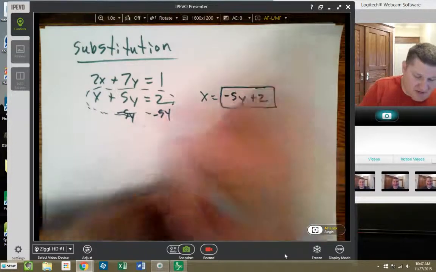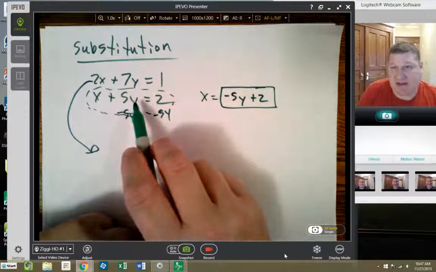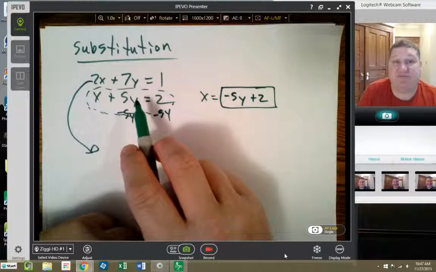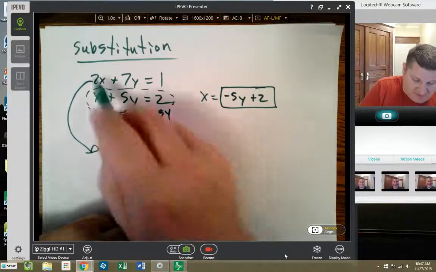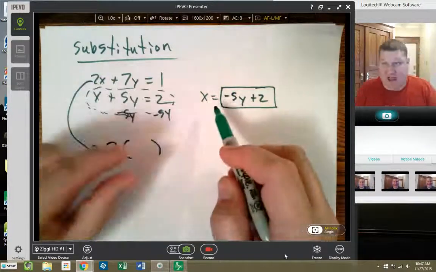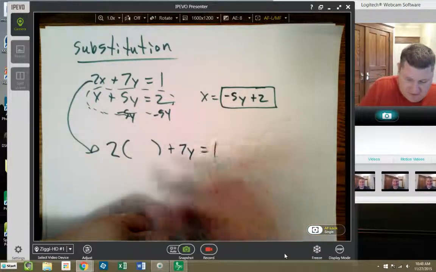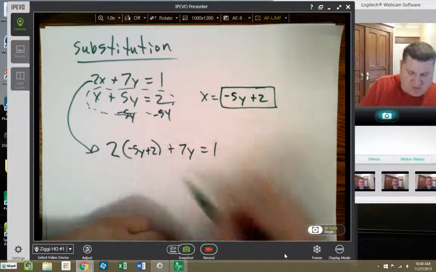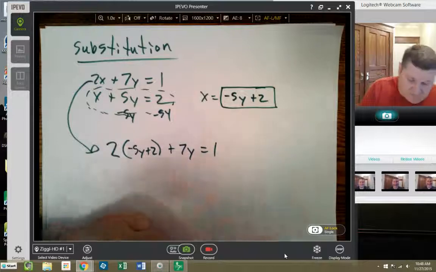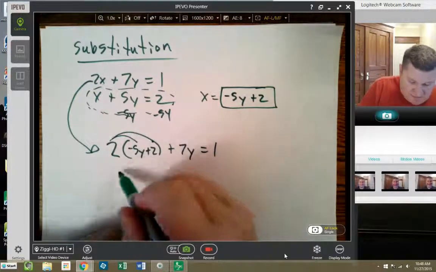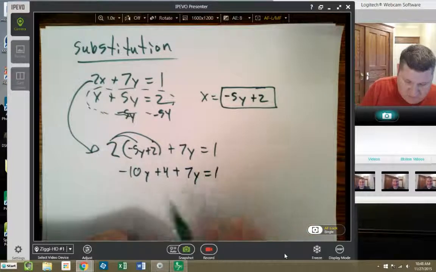plugged in anywhere. So I say, since using the second equation, I now have to go back and use the first equation. So 2 parenthesis, because that's where the x is, I pull the x out and put this in, plus 7y equals 1. I say negative 5y plus 2. Now, obviously, the next step you're going to do is distribute. So we're going to say negative 10y plus 4 plus 7y equals 1.